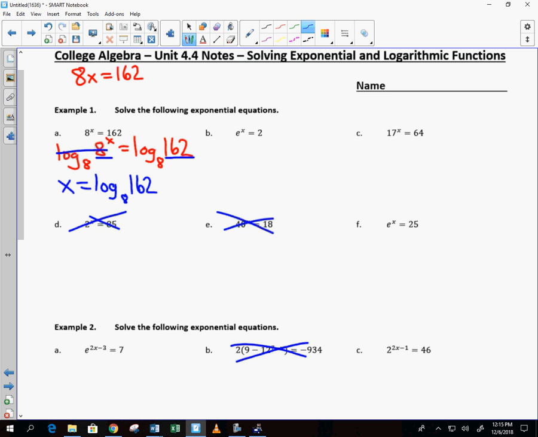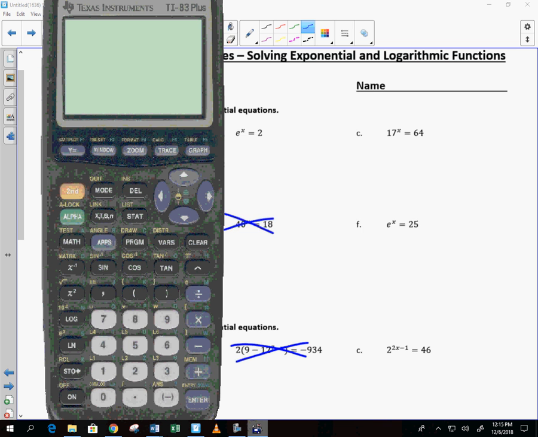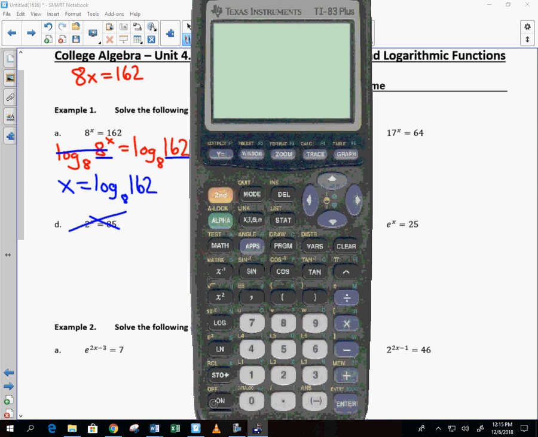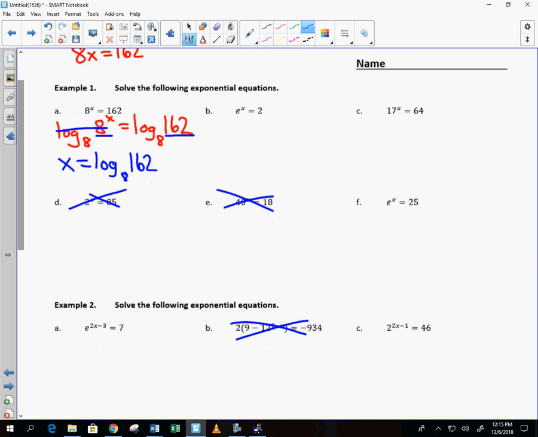And can we calculate that? Yeah, we learned how to do that yesterday on our calculator. How do you do it? What do I press? Log of 162 divided by log of 8. If you hit the natural log key, it'll do the same thing. Natural log of 162 divided by the natural log of 8. You do either one, and you get 2.447. And that's it.